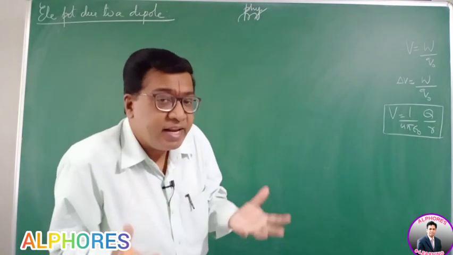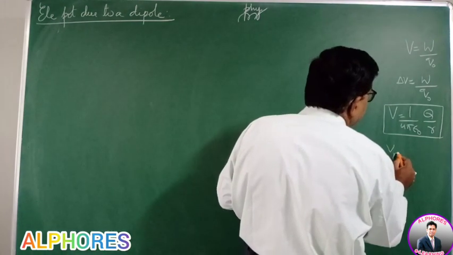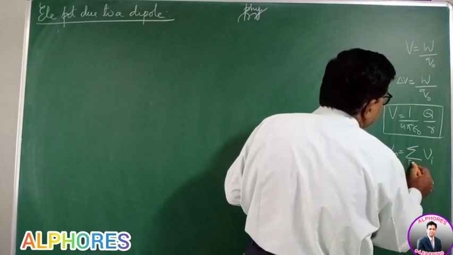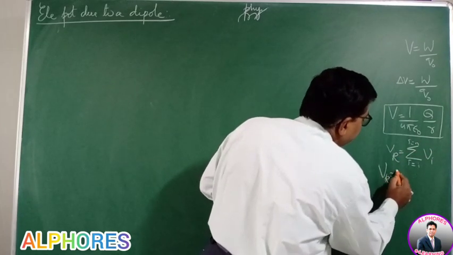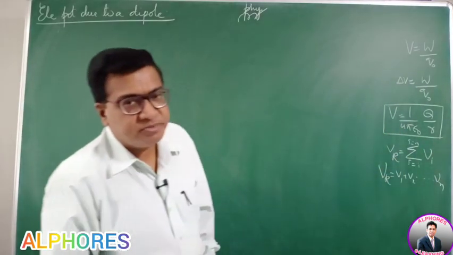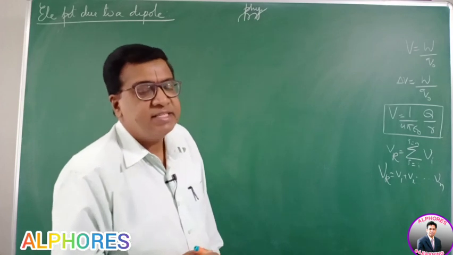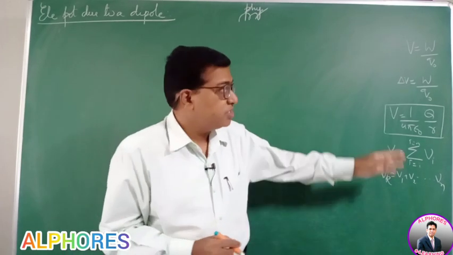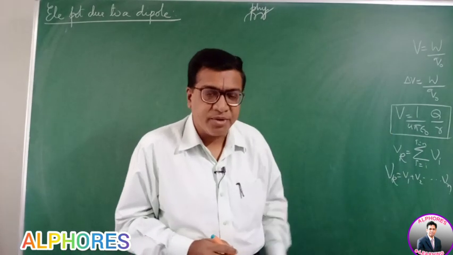If there are many point charges, then the resultant potential is the algebraic sum of the individual potentials. You just add them algebraically: V1 plus V2 plus V3 up to Vn. So for a number of charges, the potential is the algebraic sum of all the individual potentials. The unit of potential is joule per coulomb, volt. It is a scalar, you know.